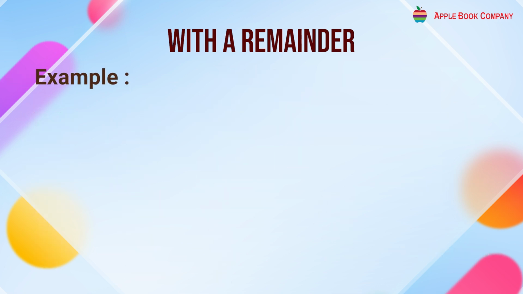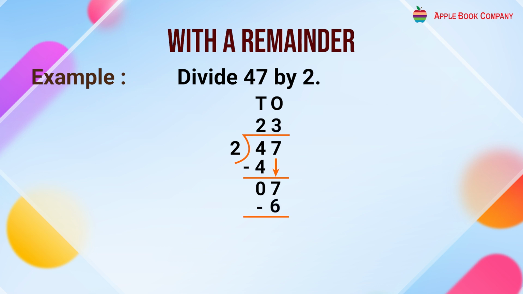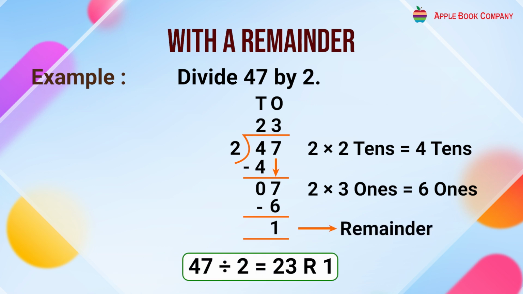For example, divide 47 by 2. So we have 47 divided by 2. 2 2s are 4. So 4 minus 4 is 0. So bring down the 7 and 2 3s are 6. 1 is the remainder. So here 2 into 2 tens is equal to 4 tens. Here 2 into 3 ones is equal to 6 ones. So we are left out with 1 as a remainder.